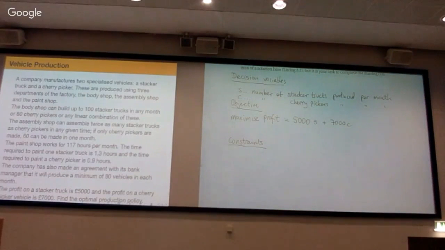So the first bit says that you can build up to 100 stacker trucks or 80 cherry pickers, but you can't make both. Okay, so if you just put one constraint that says no more than 100 stacker trucks, and another constraint that says no more than 80 cherry pickers, these two constraints still don't prevent you from creating 100 of the one and 80 of the other.